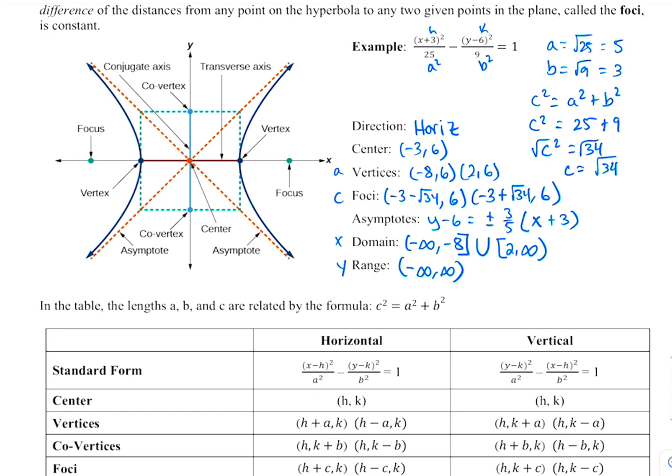So that means that if it was vertical, where our U's were opening up and down, then we would have one part to our domain and two parts to the range.